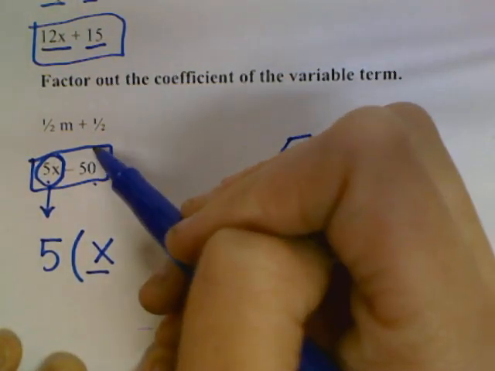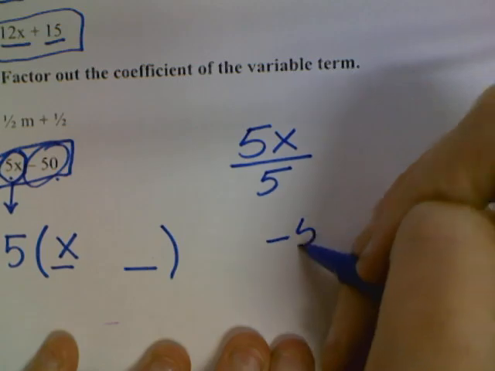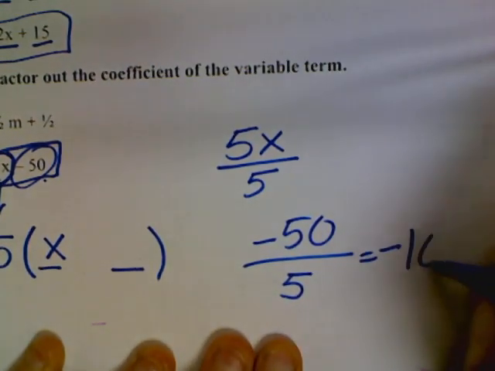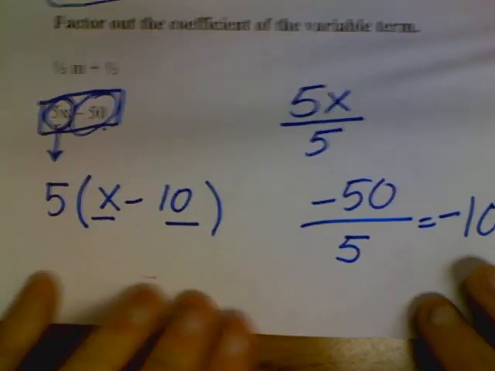And then for our second term, we've got to make sure we're paying attention to our positive and negative signs because we've got negative 50 divided by 5, which is going to give us negative 10. So we end up with x minus 10.